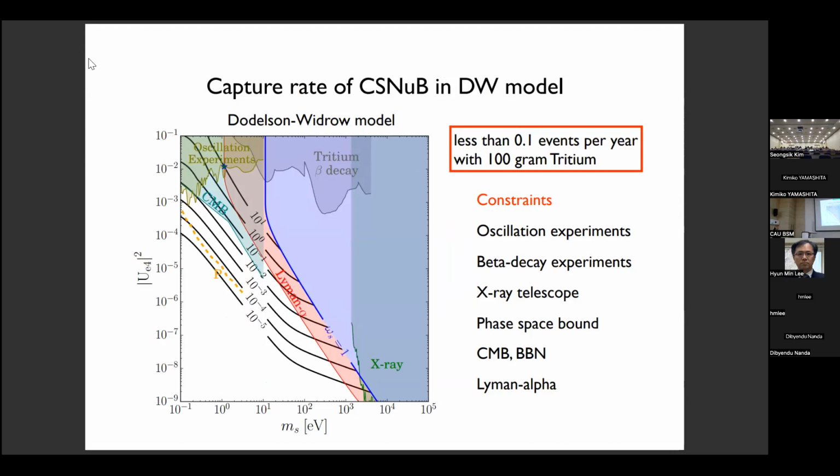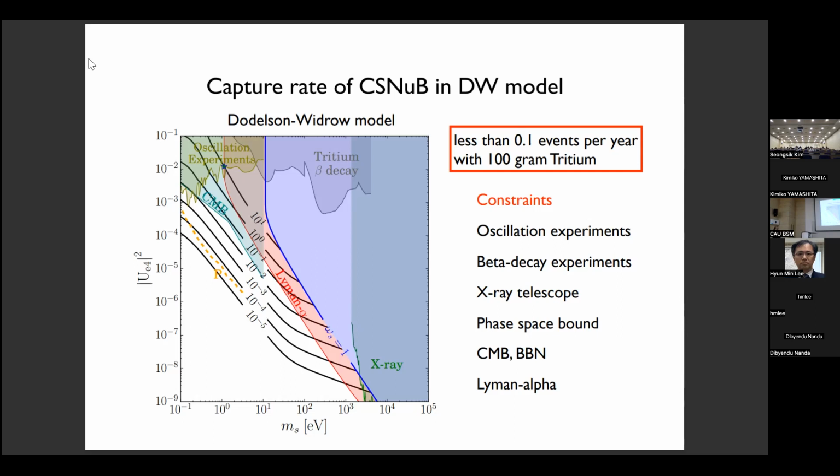Constraint from this, and also Lyman alpha because it's a warm dark matter. So in that case, consider these numbers, which mean the capture rate per year, considering 100 grams of tritium. In that case, we find that the maximum is around 10 to the minus 2 or 10 to the minus 1 event. So the maximum is 0.1 event per year. So that's very difficult. We say that it's difficult to probe this sterile neutrino in this Dodelson-Widrow model.